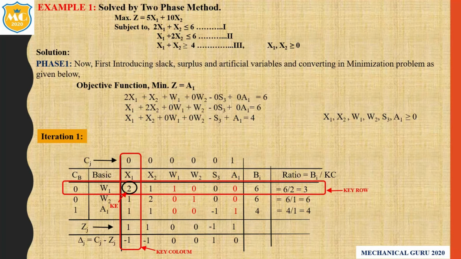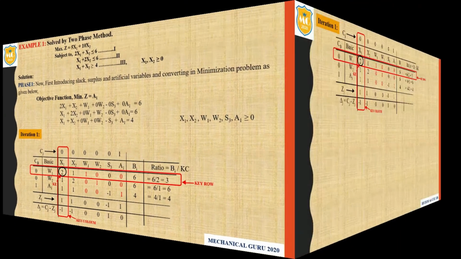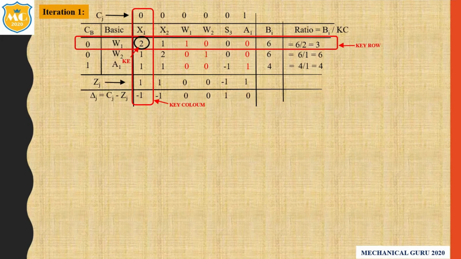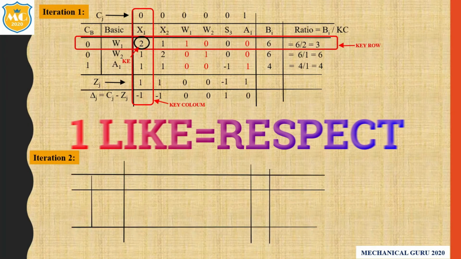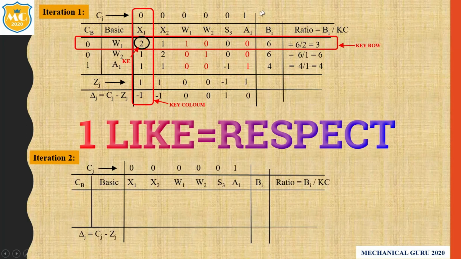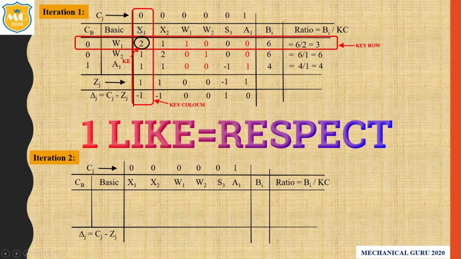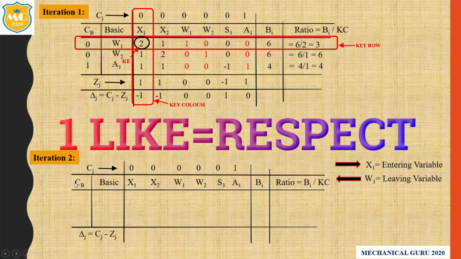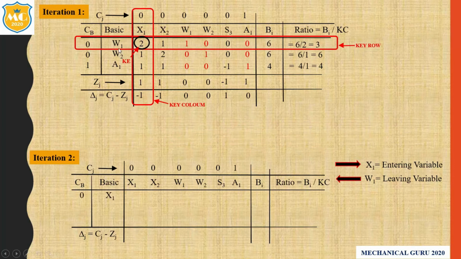Now we will go to the next iteration, as per standard format. Now here x1 is the entering variable and w1 is the leaving variable. So first we have to replace this value. Okay, so in place of 0 W1 we have to write down 0 X1, and the remaining variables as they are, that is W2 and A1 as they are, also cost is as it is.